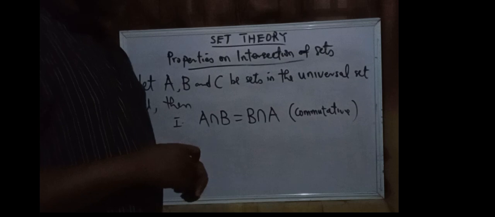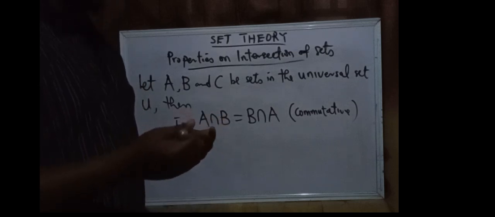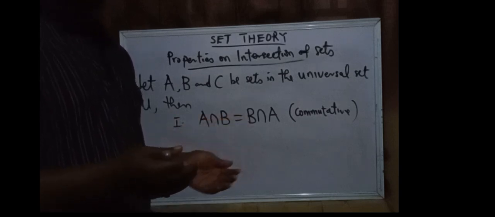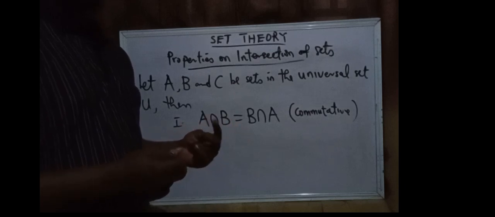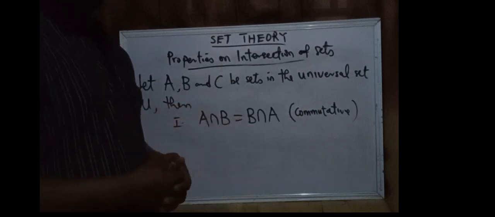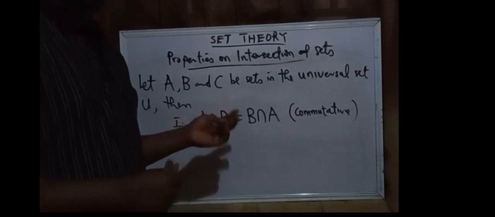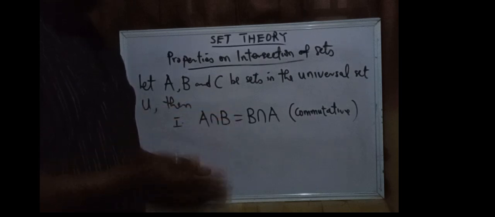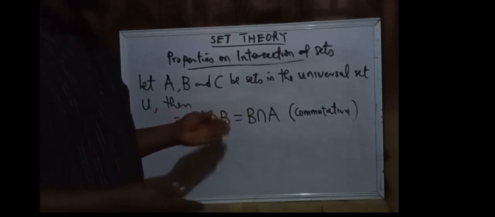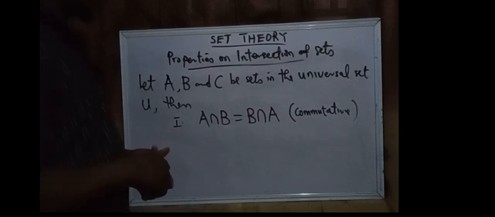Just like in algebra, we have commutativity under addition and multiplication. That is, under addition, if you pick any two numbers, 2 and 3, 2 plus 3 is the same thing as 3 plus 2. Likewise, under multiplication, 2 times 3 is the same thing as 3 times 2. That's commutativity in algebra. In like manner, this is the commutative law under set theory.